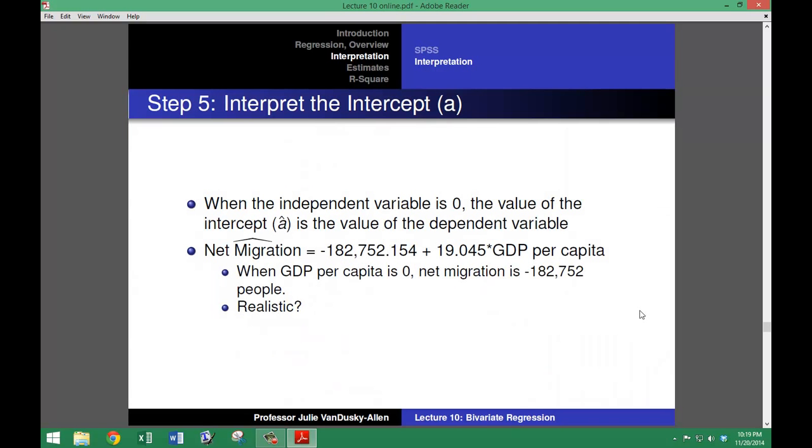So we use a two-tailed test. Next, you interpret the intercept a hat. Sometimes it makes sense to interpret it and sometimes it does not. A hat tells us the value of the dependent variable if the independent variable had a value of 0. So in this case, when GDP per capita is 0, net migration is predicted to be negative 182,752. This is unrealistic because no countries in the world would have a GDP per capita of $0.